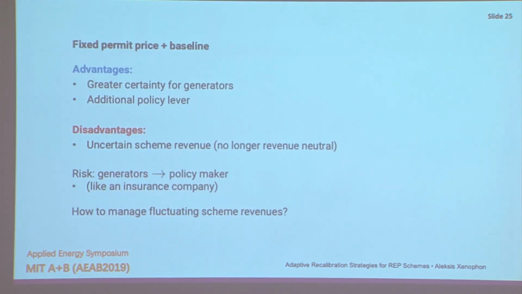Okay, so just to recap, if we fix the permit price in the baseline, we have a greater certainty for generators with respect to their short-run marginal costs, and we're also giving ourselves an additional policy lever. A disadvantage is that we have now uncertain scheme revenue. We're no longer revenue neutral. So in some ways, you can think about risk being transferred from the individual generators onto the policymaker in a similar way that an insurance company would, say, collectivize the risk of individuals. Now, this is the role of the policymaker. So how do we manage these fluctuating scheme revenues?